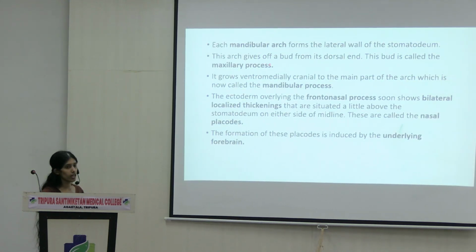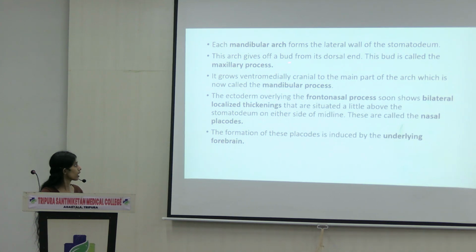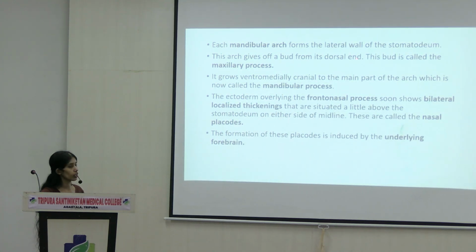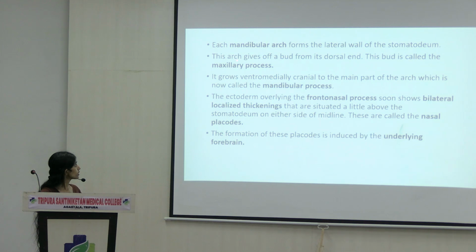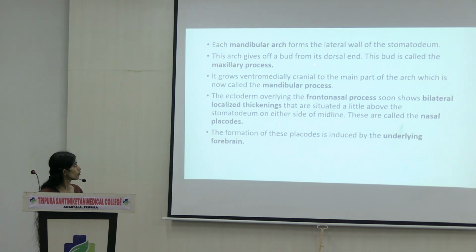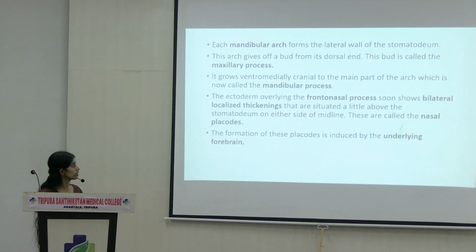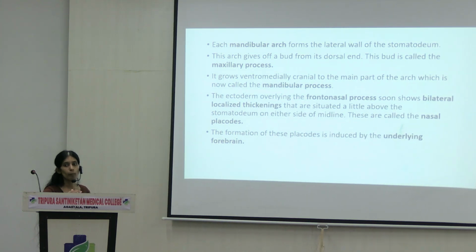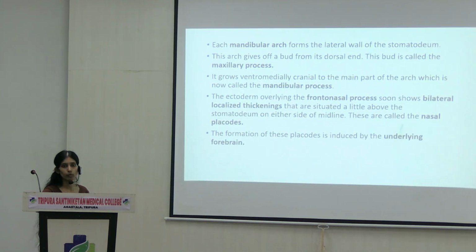Each mandibular arch, that is your first pharyngeal arch, forms the lateral wall of the stomodeum. This arch gives off a bud from its dorsal end. This bud is called the maxillary process. It grows ventromedially, cranial to the main part of the arch, which is called the mandibular process. So your first pharyngeal arch will divide into the maxillary process and mandibular process during the 4th week of intraembryonic life.